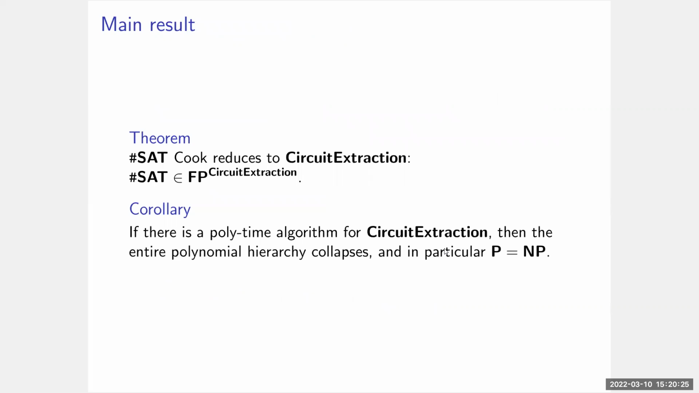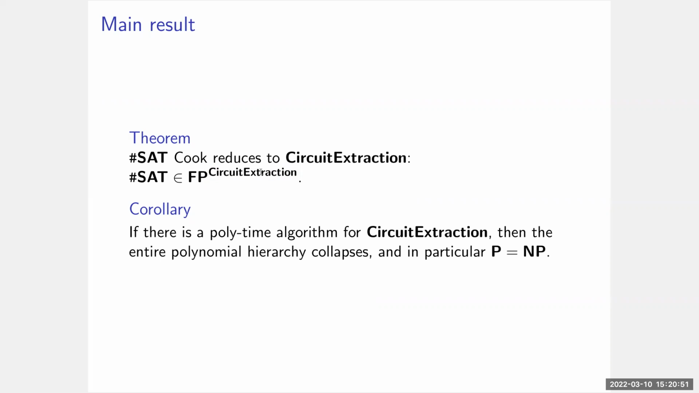Yeah, so now we can formally state the main result, which is that number SAT Cook reduces to circuit extraction, meaning that number SAT is in this complexity class, where I write FP to denote a functional polynomial expression, not outputting true or false, but an actual result. So if we have a polynomial time Turing machine with access to an oracle that solves circuit extraction, then we can solve number SAT.